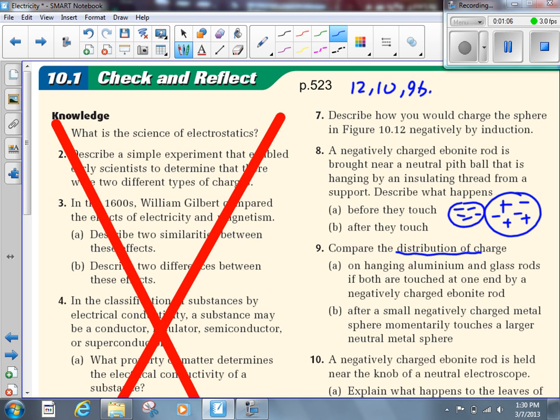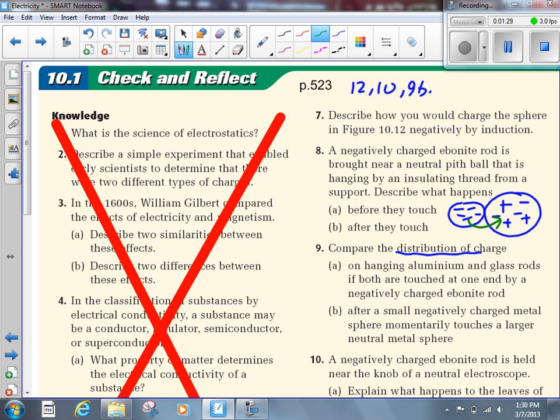What's going to happen? What's going to happen here, Patrick? Yeah, you're going to get electrons moving to the right-hand side here. Now, is it going to be evenly distributed? Is it going to be an equal amount of charge on the left one as it is on the right one? In other words, are they going to completely balance out?